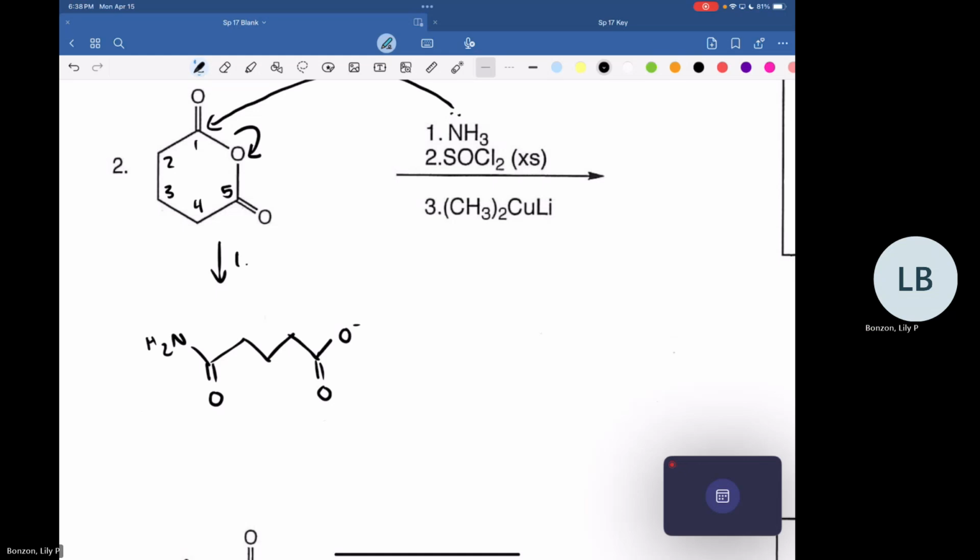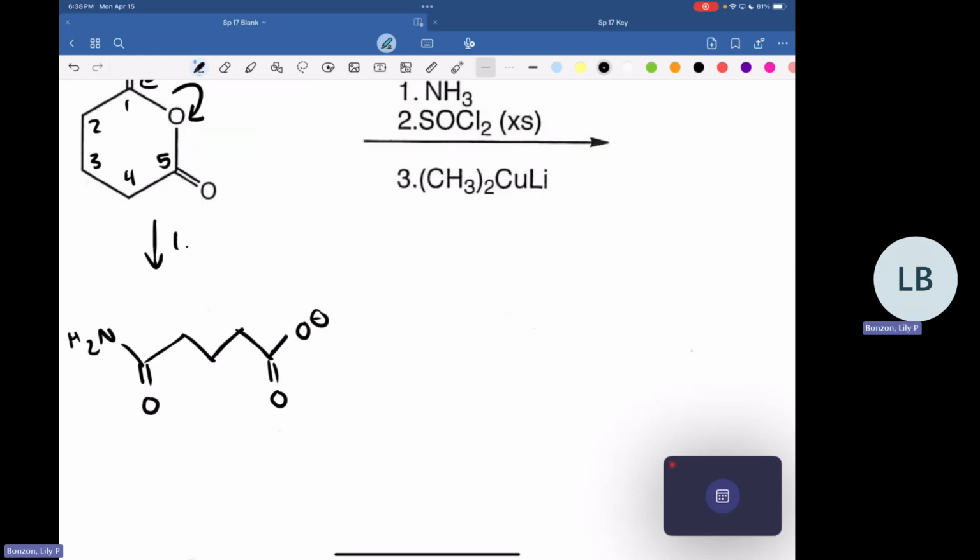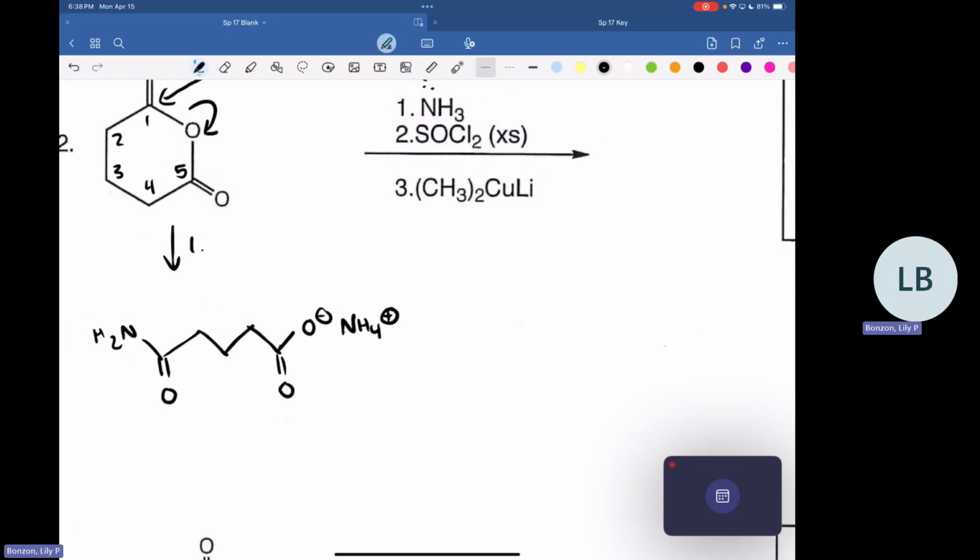Okay. And then the other side, the oxygen is going to form an ionic interaction with the NH4 in the reaction, or the NH3.